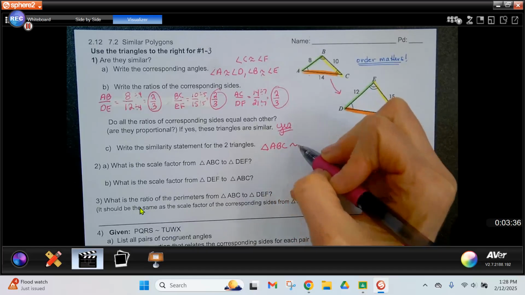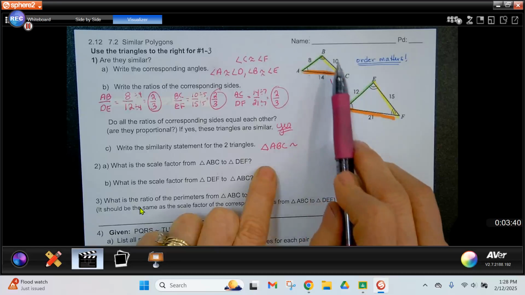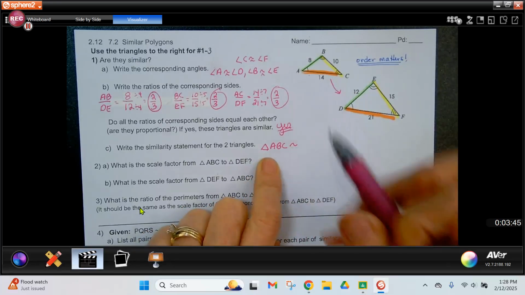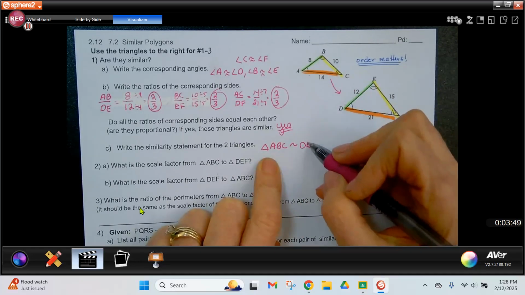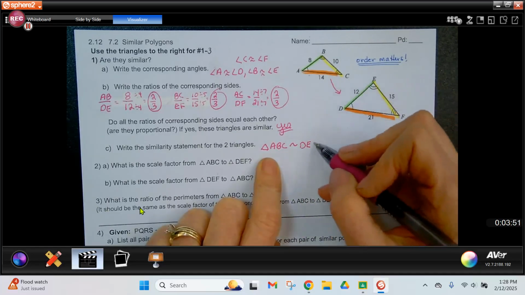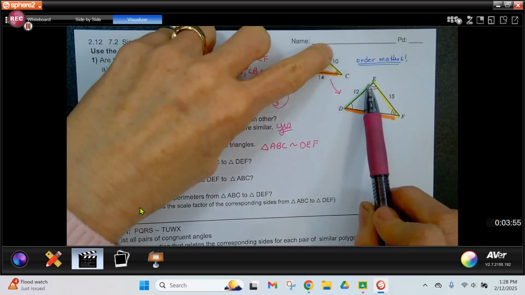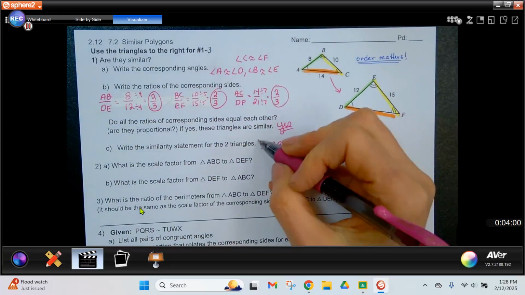I use the similar symbol, that's the symbol to say they're similar. And ABC is going to correlate to, D goes with A, see how they're congruent? E goes with the B, and F goes with the C. So I'm going in the same order. D goes with A, E with B, F with C. And there's our similarity statement.